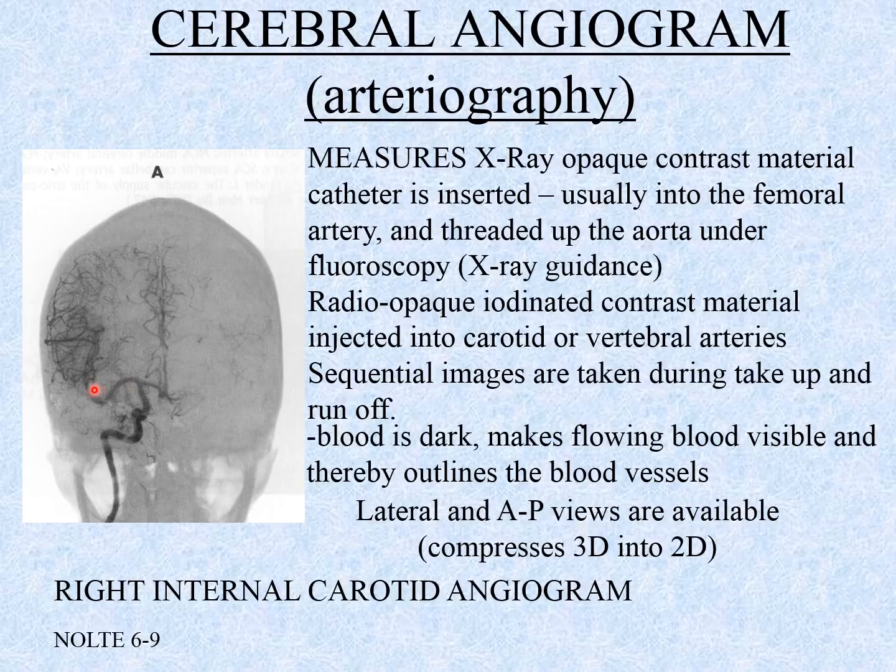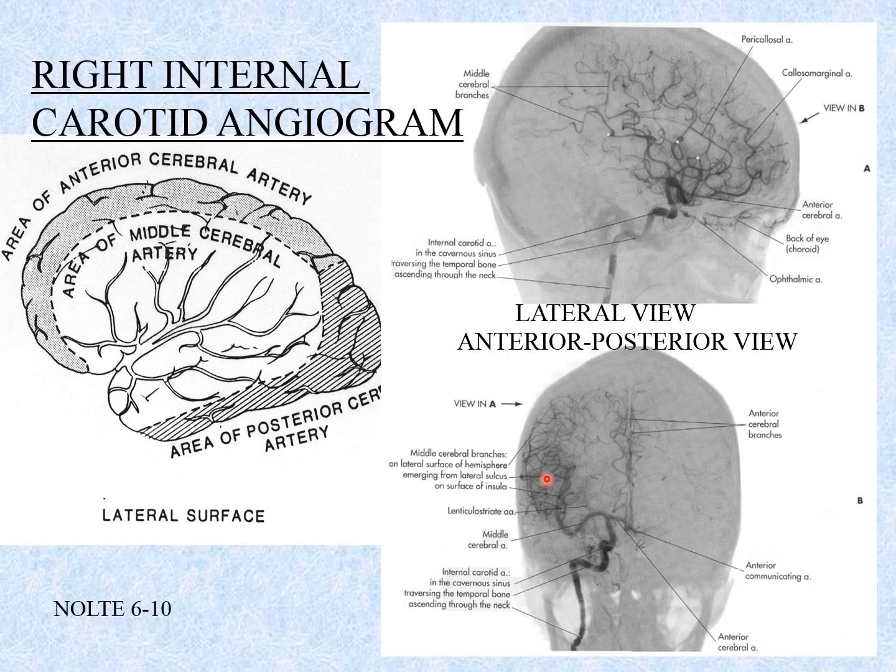In this setting, we see the middle cerebral artery distribution over the entire lateral portion of the hemisphere, and we see the anterior cerebral artery at the midline. Lateral as well as AP views are available. This is essentially seeing 3 dimensions reduced to 2 dimensions, in this case for a right internal carotid angiogram. As we said, you can look at the AP view showing the structures we identified earlier, as well as a lateral view that shows the wide distribution of the middle cerebral artery, but this then overlaps with the anterior cerebral artery, and we cannot differentiate middle cerebral artery from anterior cerebral artery in this image.